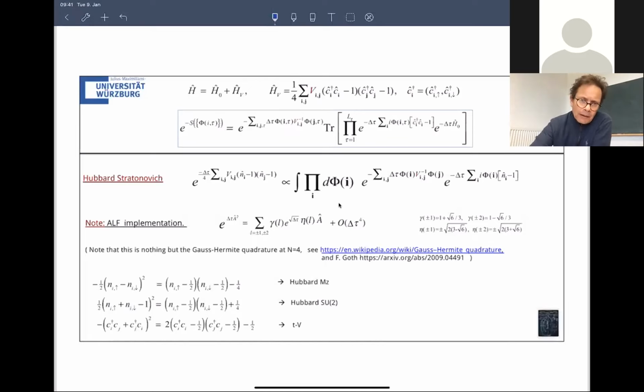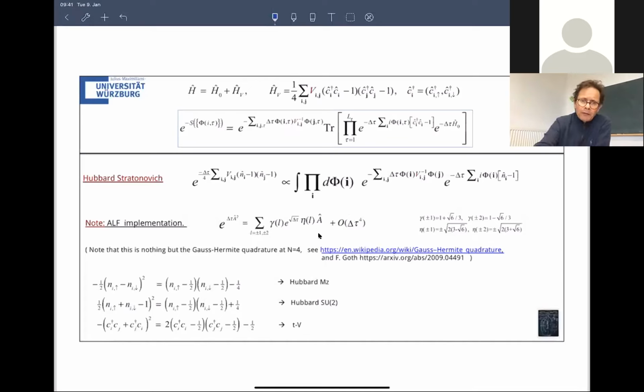So this essentially is the formula we use to decompose all of the perfect square terms in the ALF. So that's very general. This is nothing but the Gauss-Hermite quadrature at n equals 4, so you can go to Wikipedia and see this, and also talk to Florian about this. He has been working a lot on these aspects also, and on how to go to higher orders.